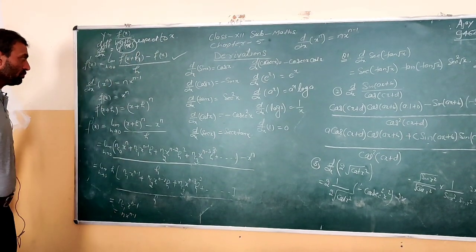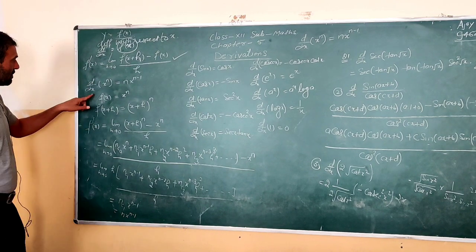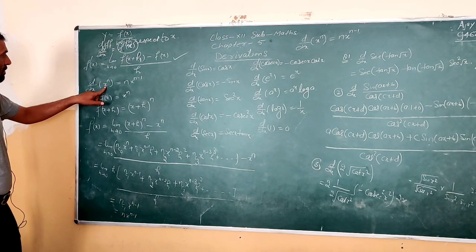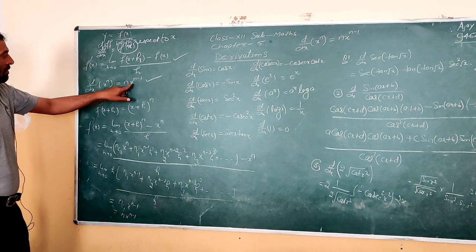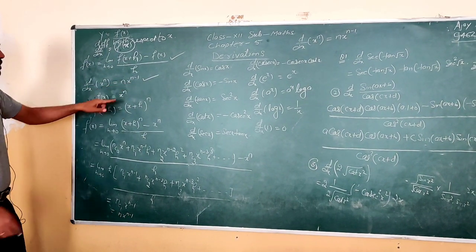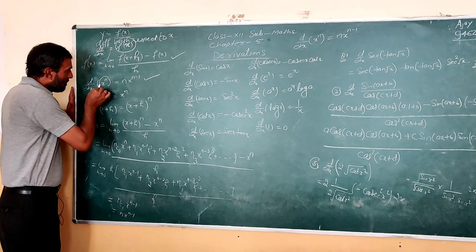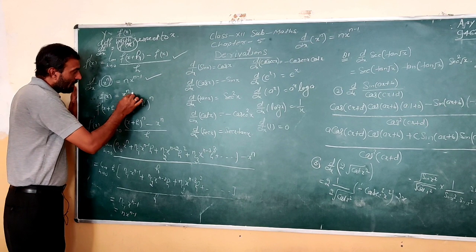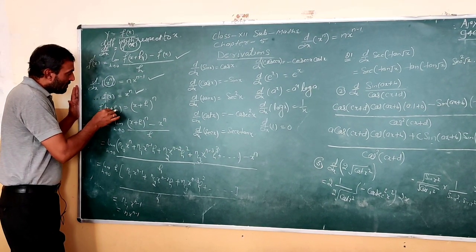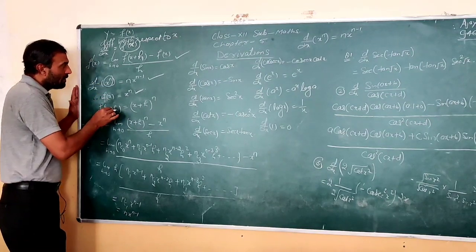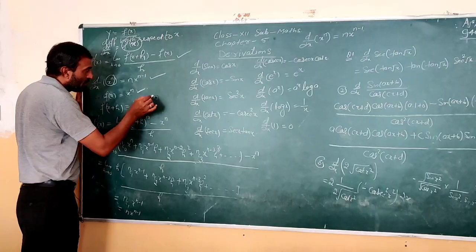Derivation of first principle, f dash x is equal to limit h tending to 0, f(x plus h) minus f(x) by h. By this formula we can prove that d upon dx of x to the power n is equal to n x to the power n minus 1. We have to prove this by first principle. So we are taking f(x) is equal to x to the power n, and x is replaced by x plus h. So here x is also replaced by x plus h raised to n.